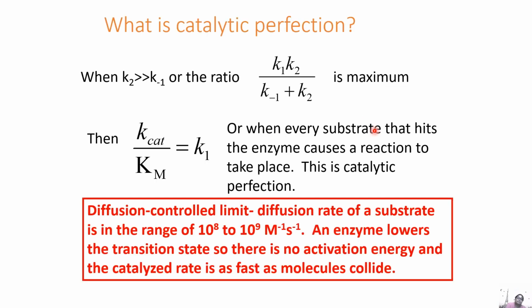Now, what is catalytic perfection? So, when K2 is much greater than K minus 1, or the ratio is maximum, or when every substrate that hits the enzyme causes a reaction to take place, that is catalytic perfection. So, diffusion control limit: the diffusion rate of a substrate is in the range of 10 to the power 8 to 10 to the power 9 per mole per second. So an enzyme lowers the transition state, so there is no activation energy and the catalyzed rate is as fast as molecules collide.